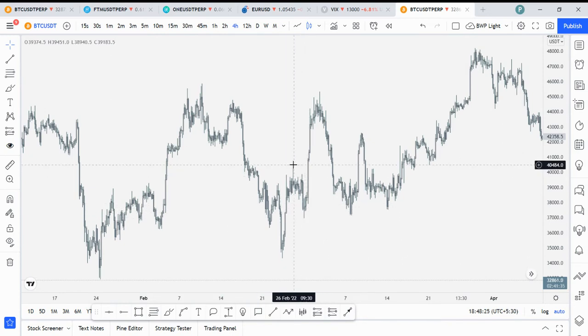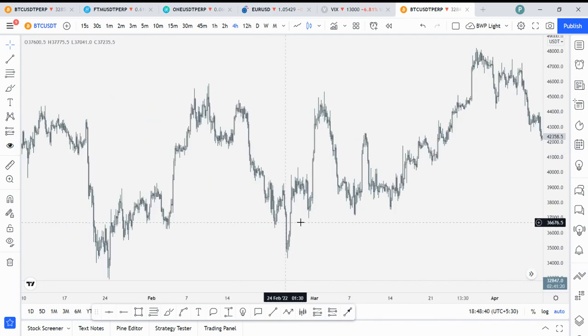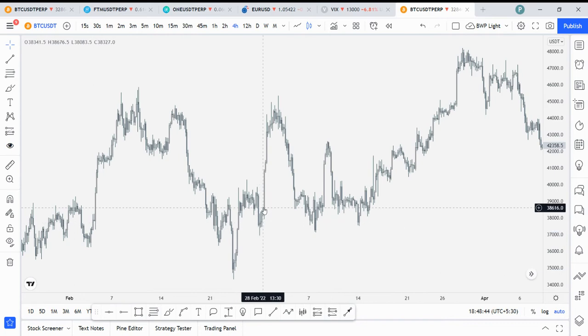When I buy here, in order to reduce my loss if the market goes against me, I would want to use a stop loss. So if I buy here, let's say with a limit order, I'm in the trade already. What do I do? I'm going to place a stop loss.